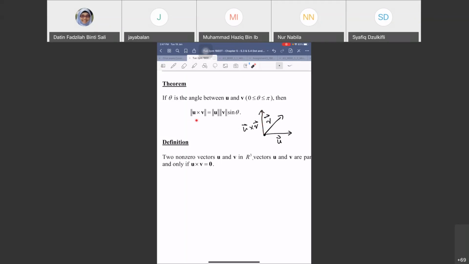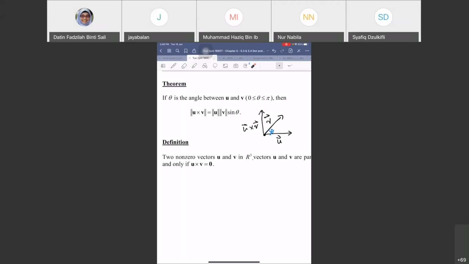This is actually a theorem to show you how to find the magnitude of a cross product using a geometric illustration. Using a geometric illustration means using a diagram. When it comes to a diagram, there is an angle, angle theta here. So this theorem provides a way of finding the magnitude of a cross product using geometric illustration.